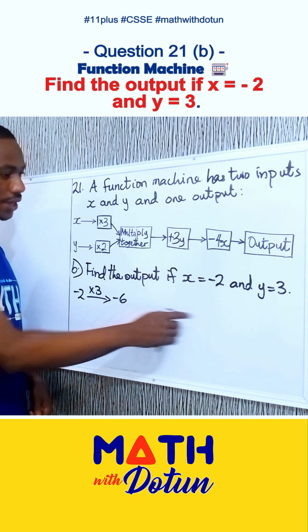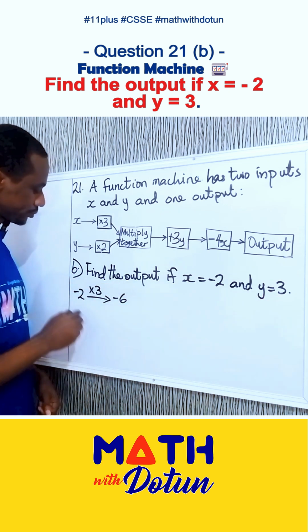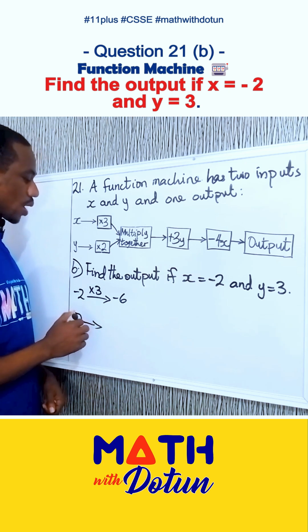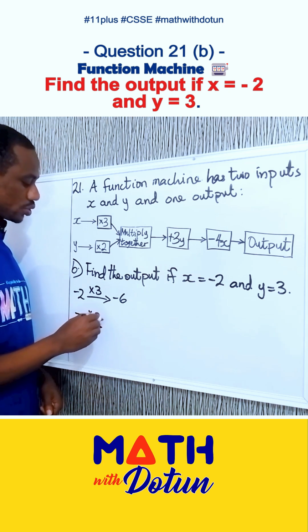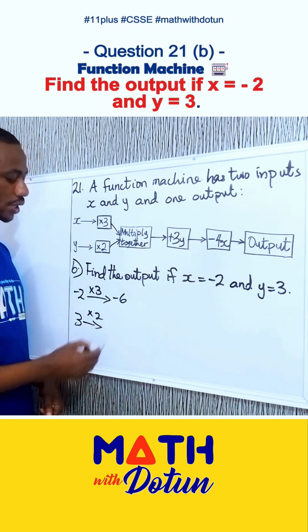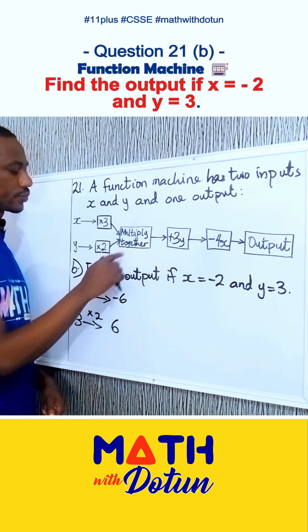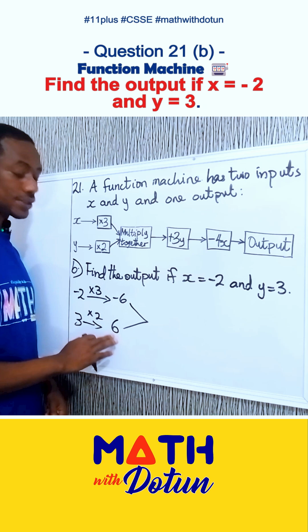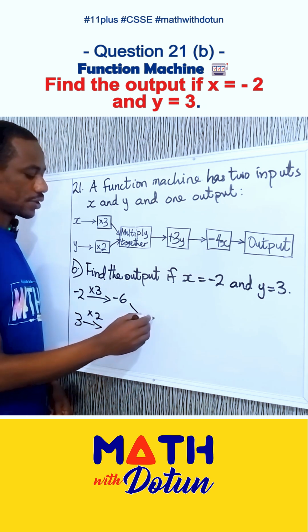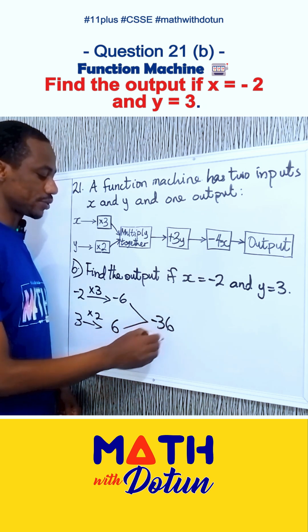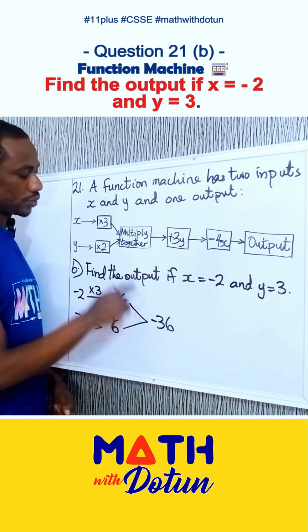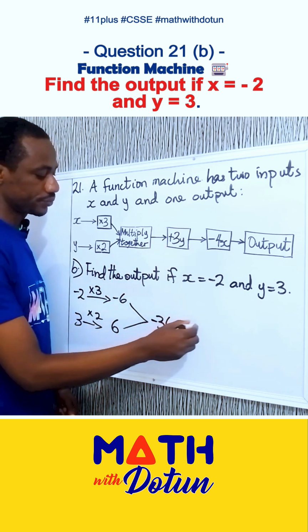And then our y is 3. The first thing we have to do with our y is multiply it by 2. And then 3 times 2 is 6. Then next, multiply together: -6 times 6. That will be -36, because minus times plus is minus. So we're moving on.